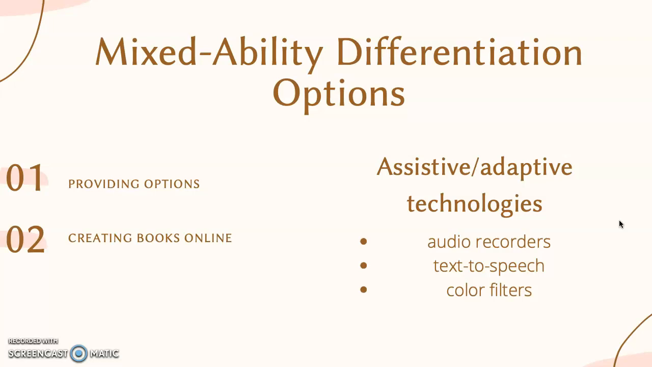Color filters is an assistive technology that helps students who struggle with reading or struggle with sight and reading, and those who are blind. I do have a student in my classroom that struggles to see out of one of his eyes, so adding the color filter might be another support for him to be able to see text better.